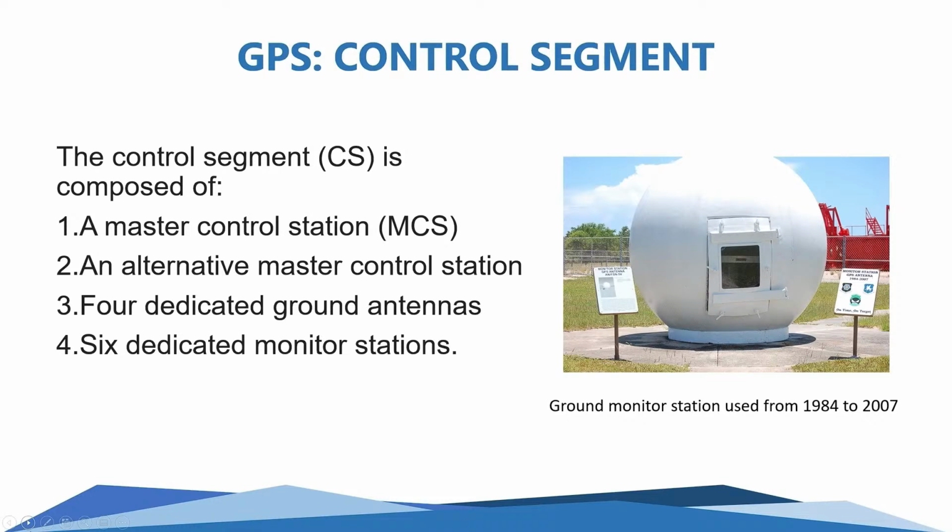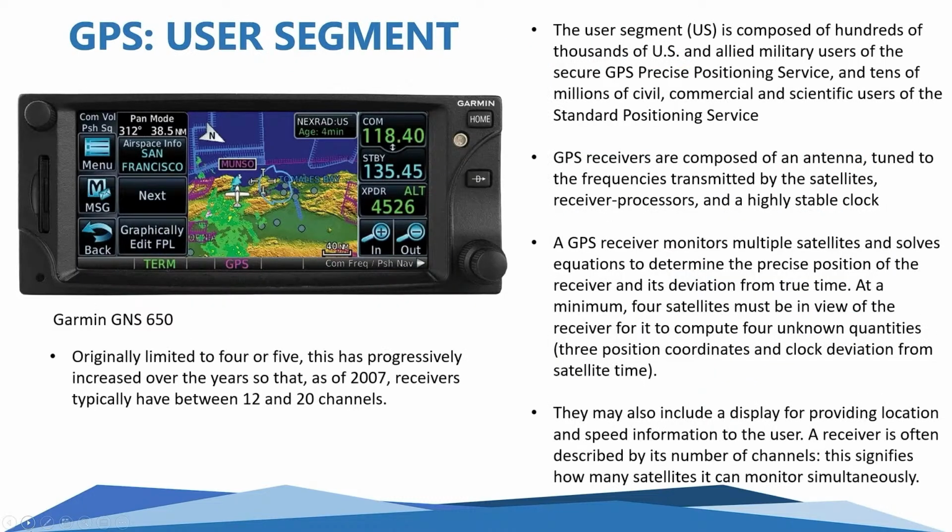We have 4 dedicated ground antennas, which are located around the world, and also 6 dedicated monitoring stations, which are also around the world as well. That little golf ball pod that you see there was one of the older ground monitoring stations that was used to know exactly where these satellites were at any given time. And finally, we have all of us. This is the user segment.